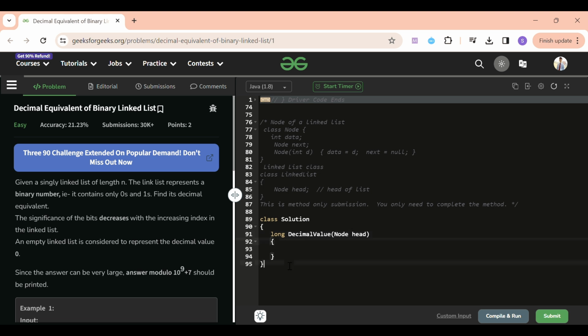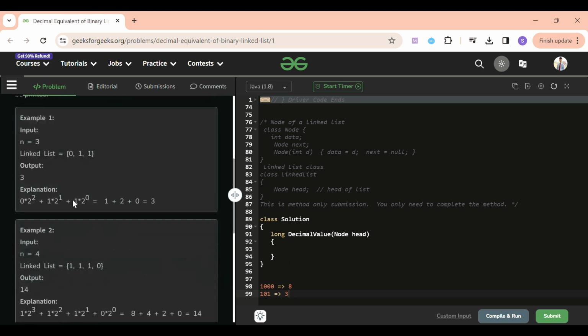So basically, if you know what binary representation and decimal representation are, let's check this out. If there is 1000, in binary form, in decimal form it will be 8. If I'm talking about 101, it will be 5. So how are we converting this? If you see the first example, basically it is 1.